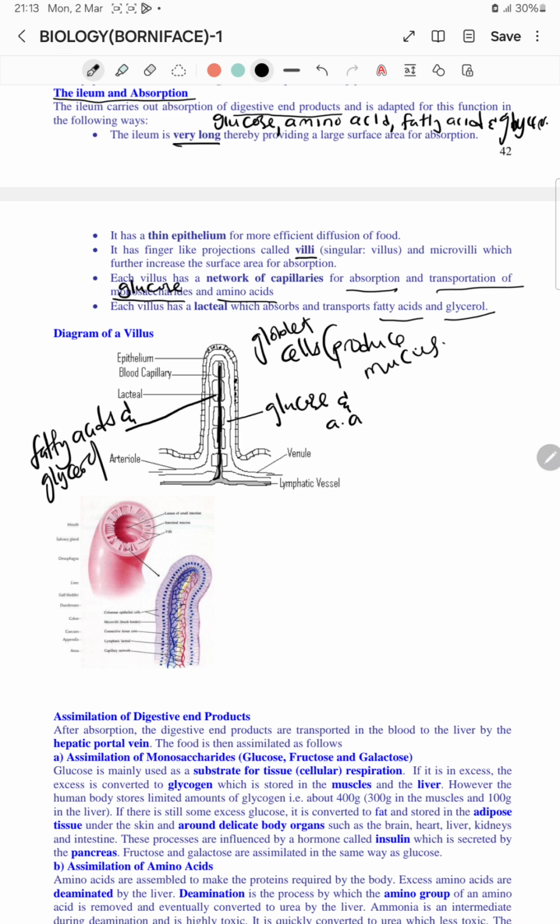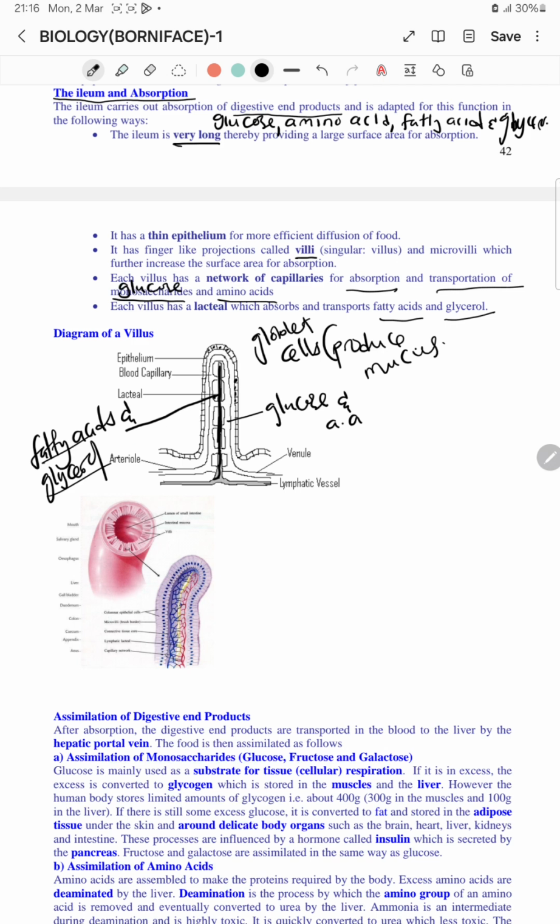This is where it's more interesting now. Blood capillaries absorb and transport amino acids and glucose. Then the lacteal absorbs and transports fatty acids and glycerol. So that's what we are saying. In the lacteal there will be absorption and transportation of fatty acids and glycerol.